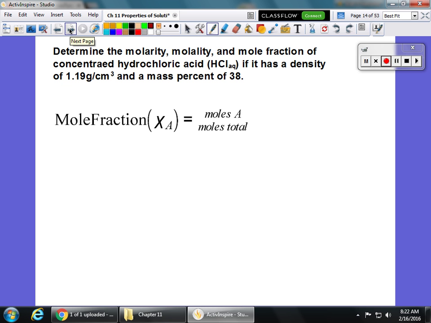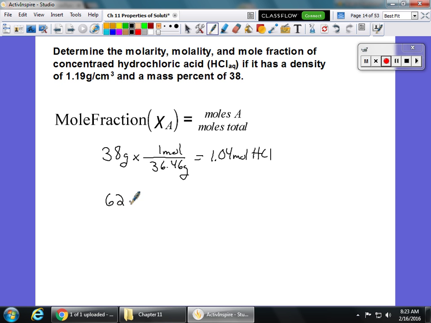Mole fraction, again, is moles of whatever it is we're looking for over the moles total, which means we're going to have to calculate the moles of hydrochloric acid. We're given 38 grams of it, at 36.46 grams per mole. If we do that, that gives us 1.04 moles of HCl. And we need the moles of water. Well, from the last problem, we know that the water was 62 grams. And water's molar mass is 18.02, which is going to give us 3.44 moles of water.